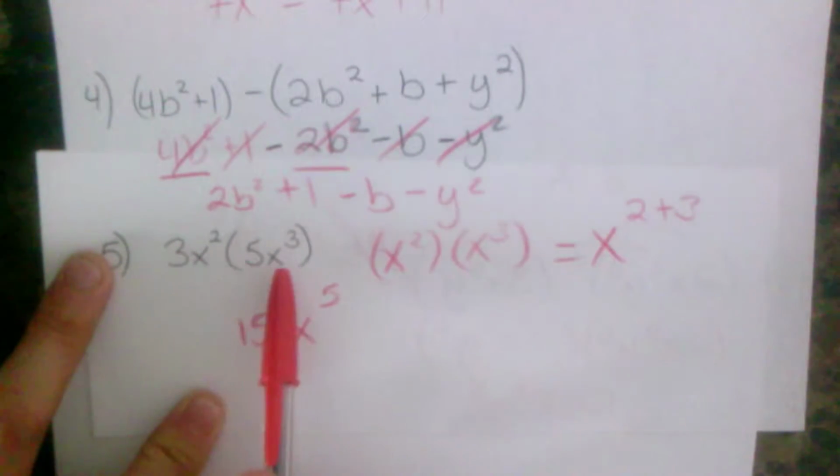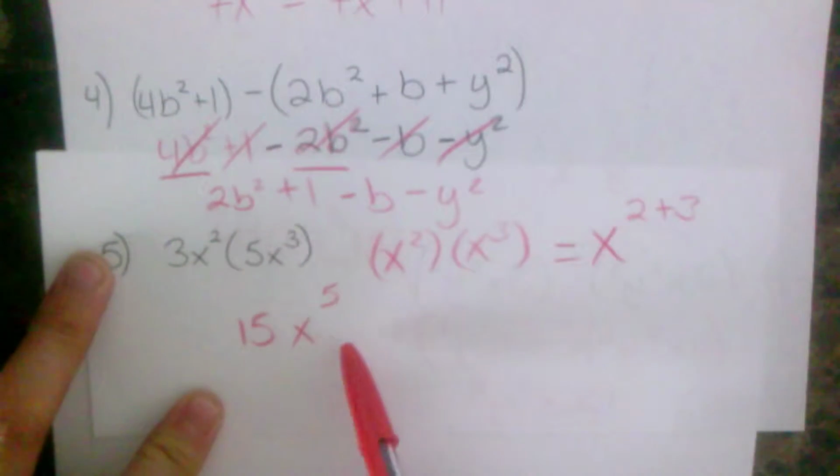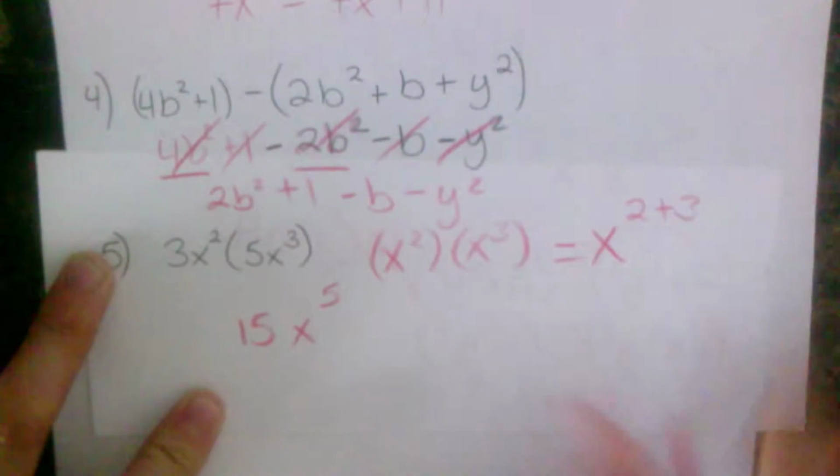Whenever I multiply two bases with different exponents, so same bases, whatever exponents, you're just going to add the exponents. So multiplication, and we add. 2 plus 3 gave us 5. That gave us x to the fifth. All right.